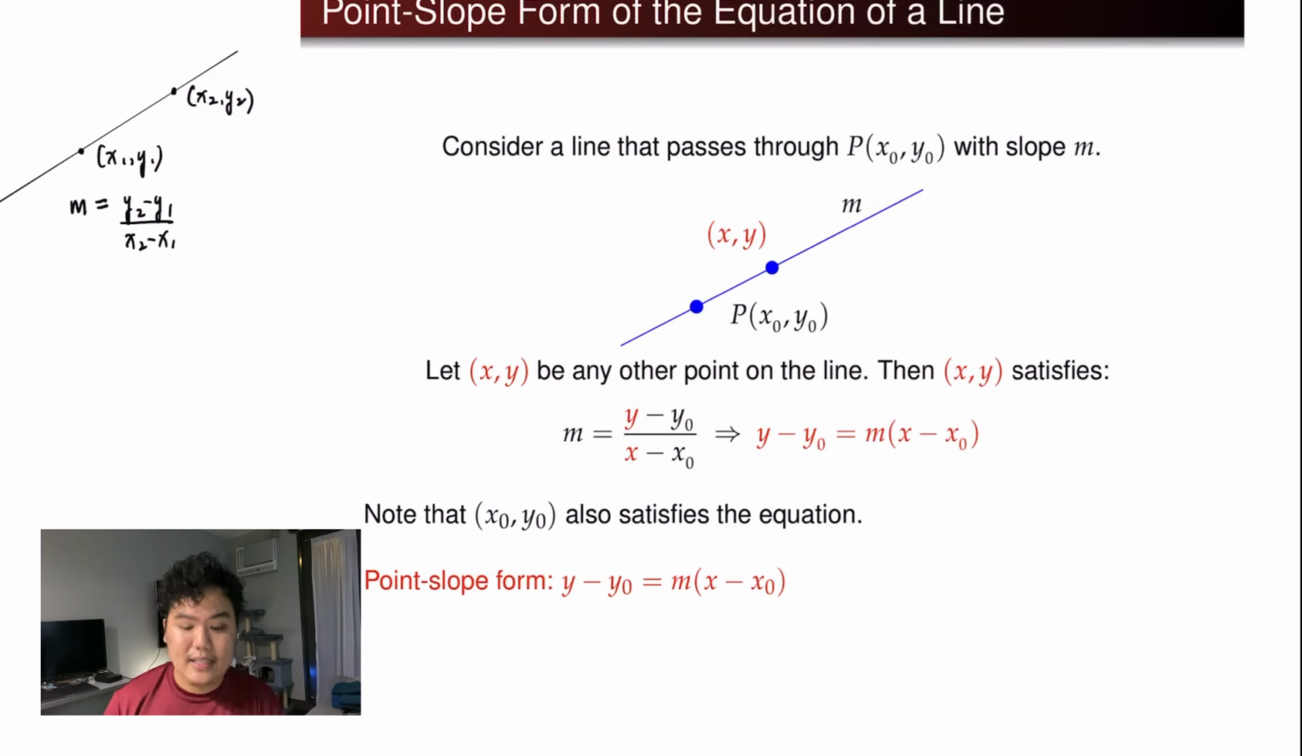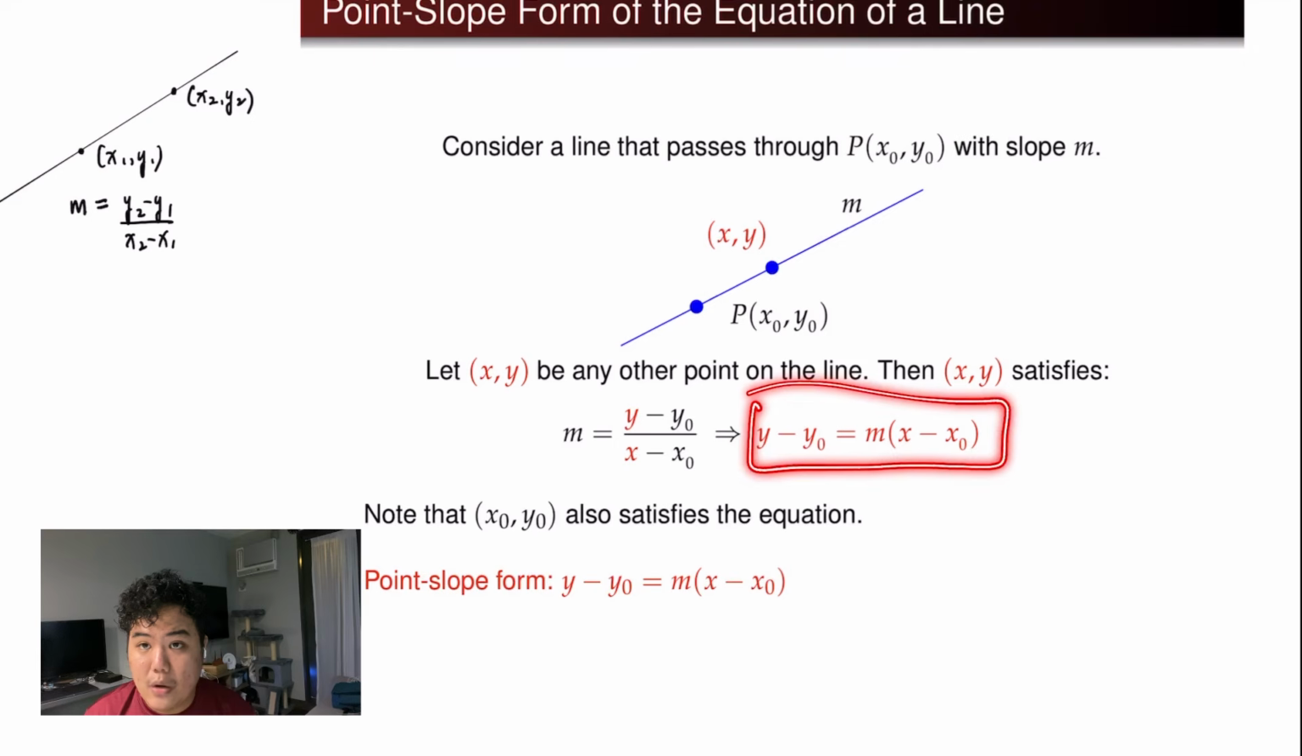So sabi natin that the slope is equal to this one. So let's say this is your x2, y2. So mangyayari, the slope is equal to y minus y naught divided by x minus x naught. You get this one. And if you multiply both sides by this expression, x minus x naught, we get this. Y minus y naught equal to m times x minus x naught. At ito na yung equation ng line.